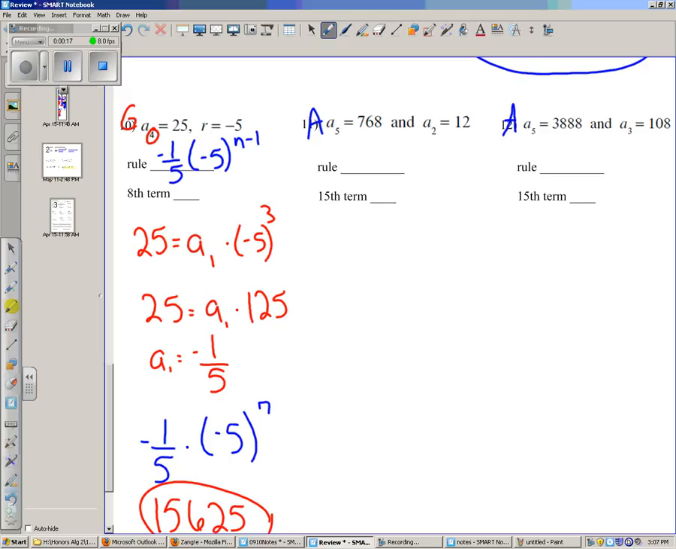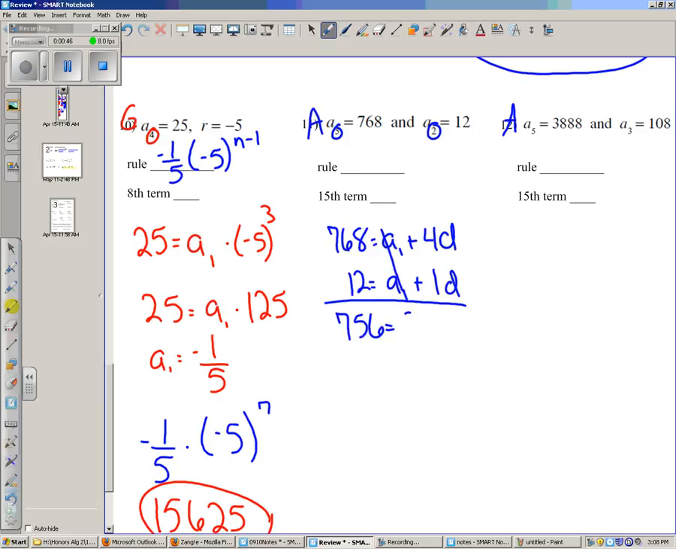So on 11, I get 768 by taking the first term plus d times n minus 1. And since n is 5 in this one, I'll end up with 4d. And then I get 12 by taking the first term plus d with n minus 1, and since n is 2, I'll just have 1d, which I don't even need to write the 1. But now I'm going to subtract them. So when I subtract my constants, I get 756. The a's go away, and 3d. And when I'm done, d ends up being 252.